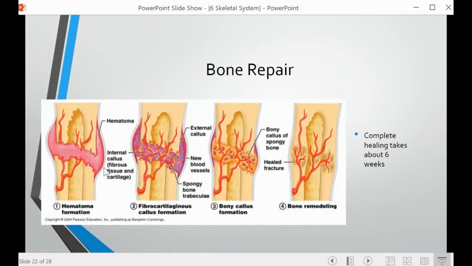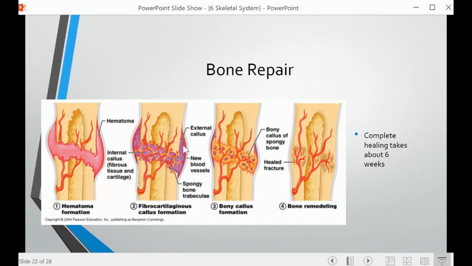So how does our bone actually repair itself? Well, one thing is that we get a hematoma. A hematoma is a fancy word for a bruise, and it happens because of that blood supply, right? There are blood vessels moving through all parts of your bone. And so if you break a bone, it's going to cause those vessels to also break, and therefore a lot of blood. Okay? Then we get what's called a fibrocartilaginous callus formation.